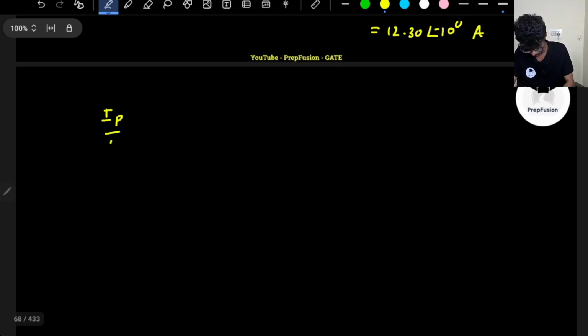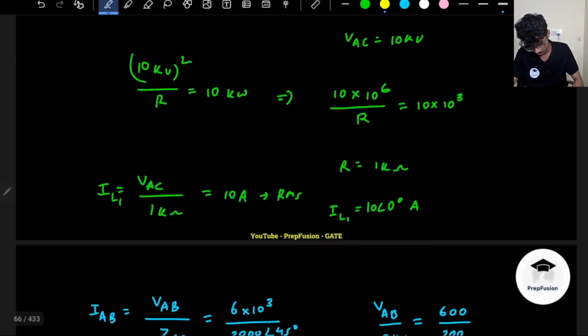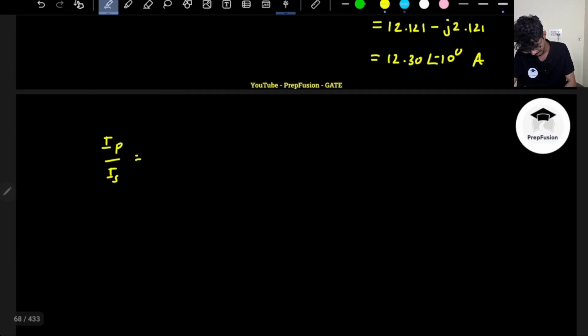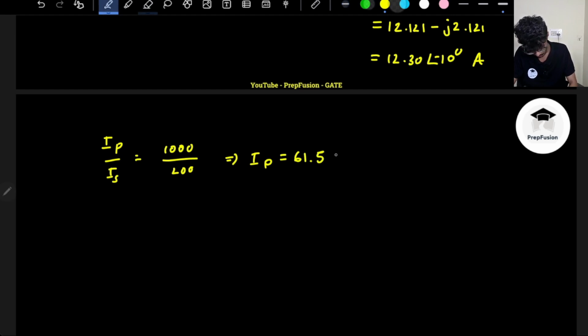What will be the primary current? Primary current will be just referred, right? So I primary upon I secondary will be the opposite of the turns ratio. So it will be N2 by N1. So it will be 1000 divided by 200. So my IP will be equal to 5 into IS. So 5 into IS, 12.3 into IS, that is 61.5 angle minus 10. This will be the answer.